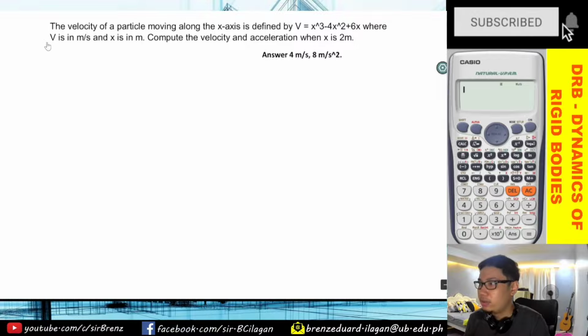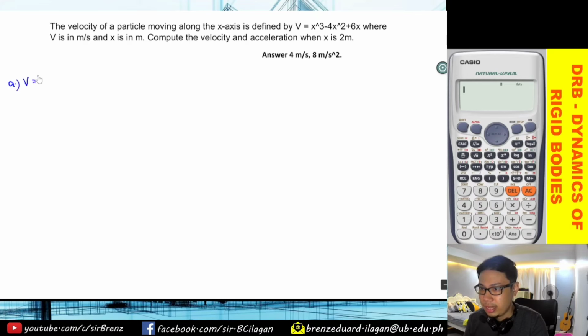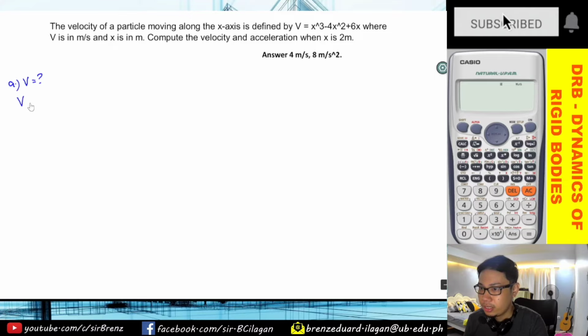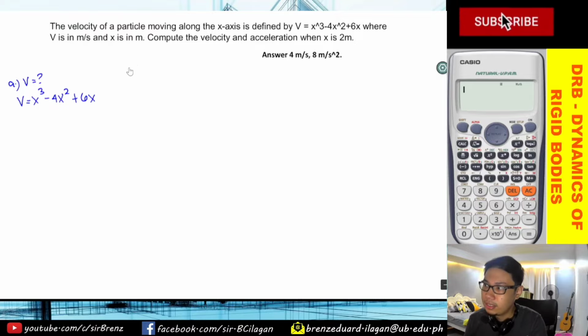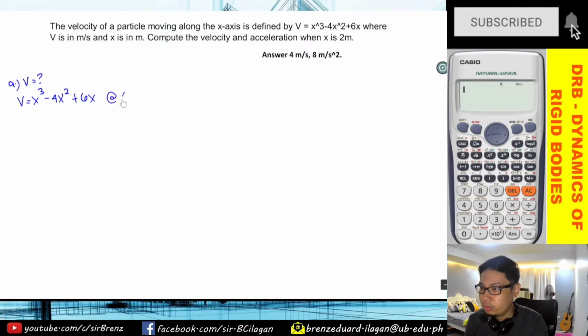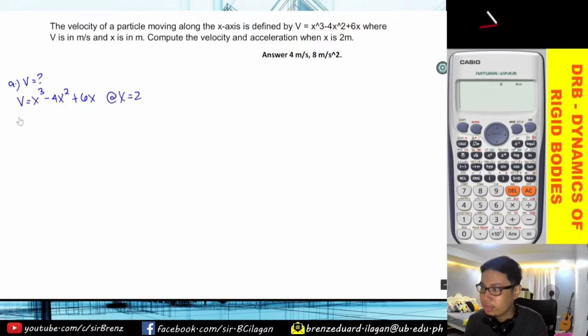Alright guys, so para doon sa una, wala tayong magiging problema. Bakit? Kasi yung given equation mo, para doon sa A, ang hinahanap is yung velocity. So given ka ng equation ng velocity which is in terms of x, or yung parang s natin or yung displacement. So the equation is given as x cubed minus 4x squared plus 6x. Ngayon ang hinahanap is yung velocity at x is equals to 2 meters. So in short, isa-substitute nyo lang yung value ng x dito sa equation ng velocity.